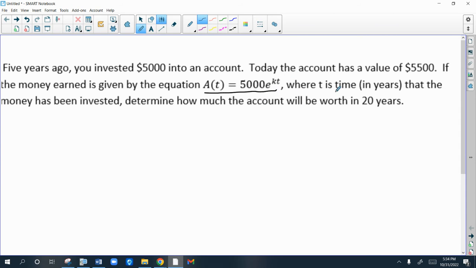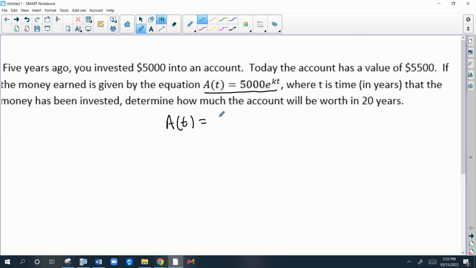where T is the time in years. Pay close attention to the variables and what they mean. A is the amount of the account. How much will it be worth in 20 years? So we have a couple of variables here. We have K and T.